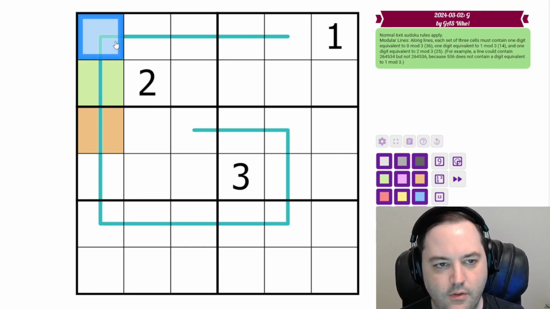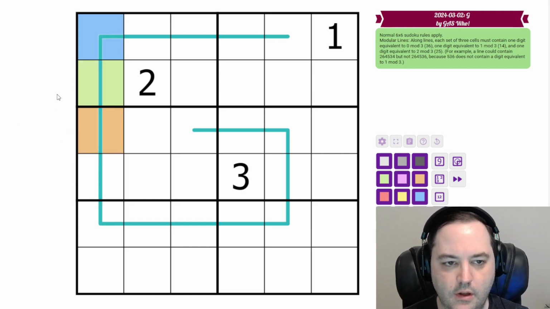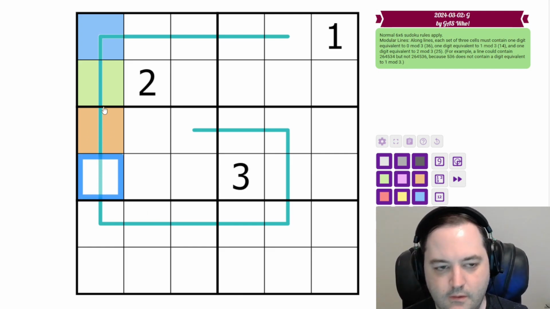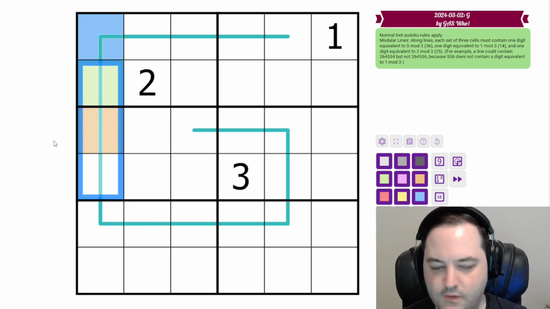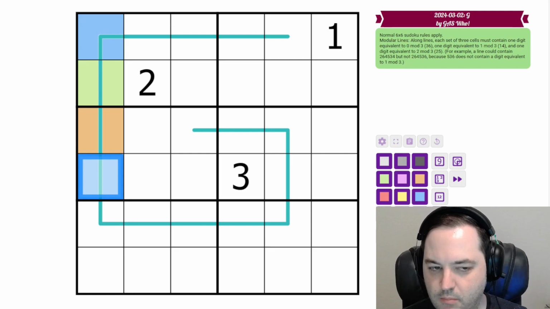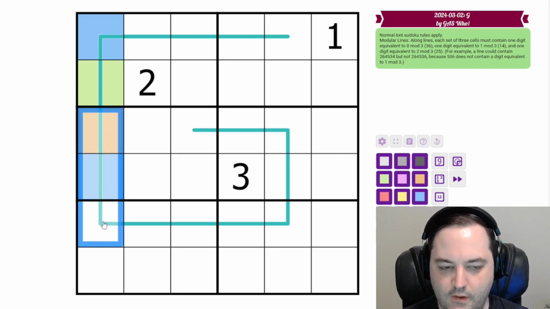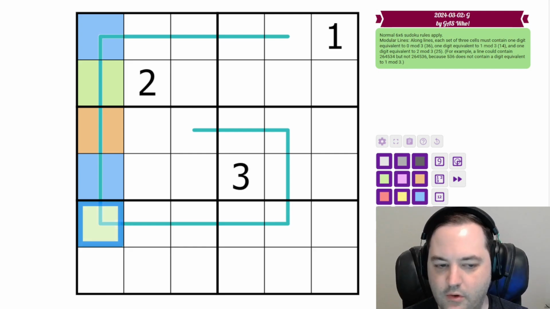So I'm just going to color them blue, green, orange. We don't know what remainder those correspond to yet. But let's look at this cell. This cell is part of this set of 3 cells along the same line, and we already know that we have a green and an orange. So we still need a blue. That has to be blue. Now these 3 cells are also a set, and we don't have a green, so this has to be green.